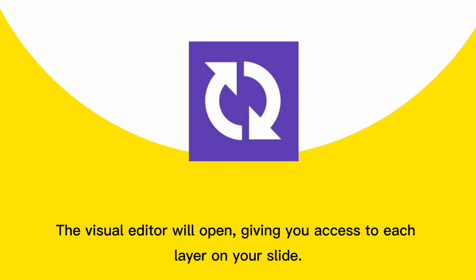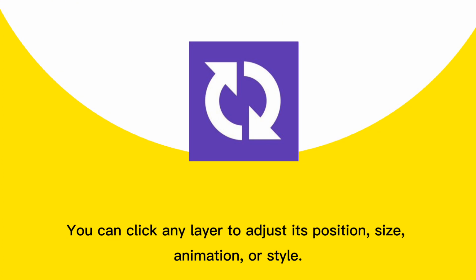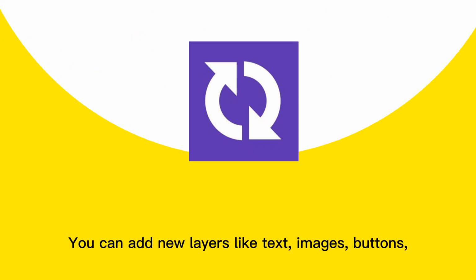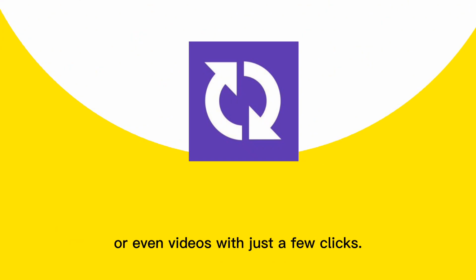The visual editor will open, giving you access to each layer on your slide. You can click any layer to adjust its position, size, animation, or style. Use the timeline below to control when layers appear and disappear. You can add new layers like text, images, buttons, or even videos with just a few clicks.